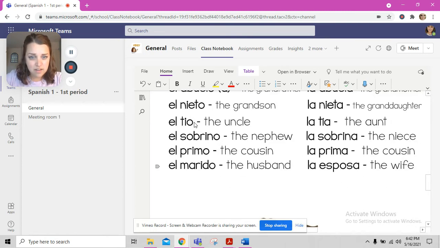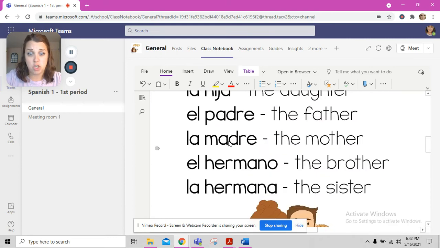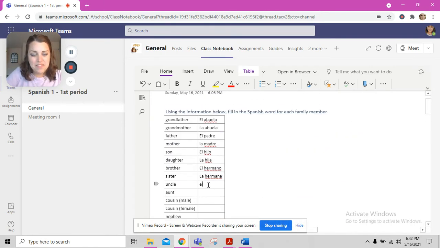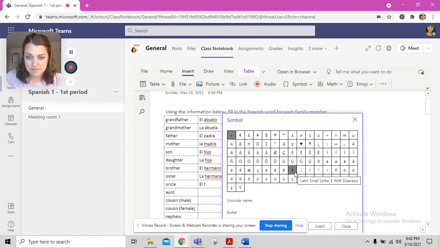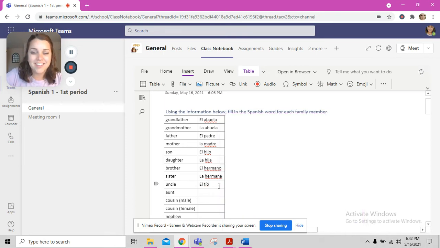They're tío and tía. There's a typo on this. Okay, so el tío means the uncle, and la tía means the auntie, TT, whatever. Now, when I said that there's a typo, that's because there's supposed to be an accent. So I'm going to go up here to insert, symbol, more symbols, and I'm going to find the Latin small letter I with acute. It's the second one, all right? And I'm going to go ahead and insert and close. So the uncle is el tío, and the aunt is tía.